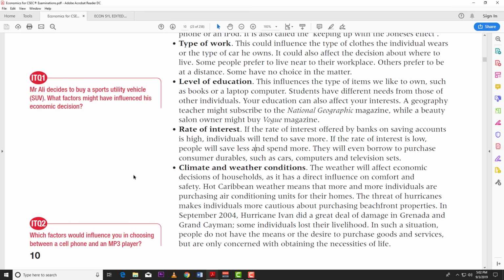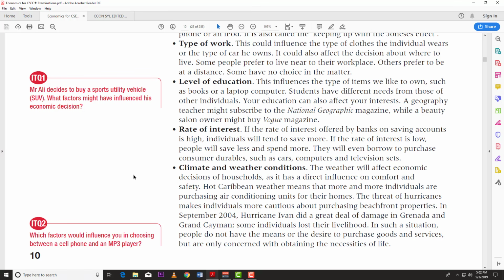Let's read what they have here. The weather will affect economic decisions of households, as it has direct influence on comfort and safety. So let's jump on that one time. If you know a hurricane is coming, of course you're going to spend more money. If you know that your roof is in a certain way and a hurricane is coming, you might say, okay, I need to repair this roof before the hurricane comes. So you might spend the money to repair your roof. Or on the flip side, you might say, the roof is kind of old and dilapidated, maybe I should not spend the money now. If the hurricane comes and blows it off, then I could repair it fully or something like that.